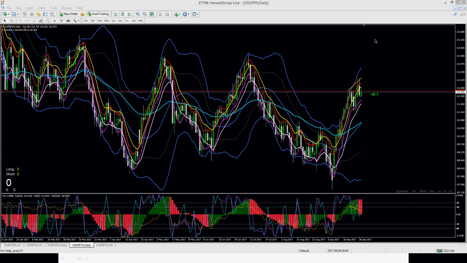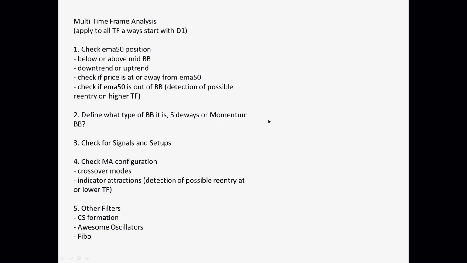So that's how you do your analysis. I already provided the SOPs for that in the channel, so do look it up, and maybe you can use this as a template and make your own SOP, so it guides you what to look at during your multi-time frame analysis, because each and every one of these indicators will tell you the story of where the market is going, especially the Bollinger Band and also the moving averages. Please do some backtests on MA50 as well.